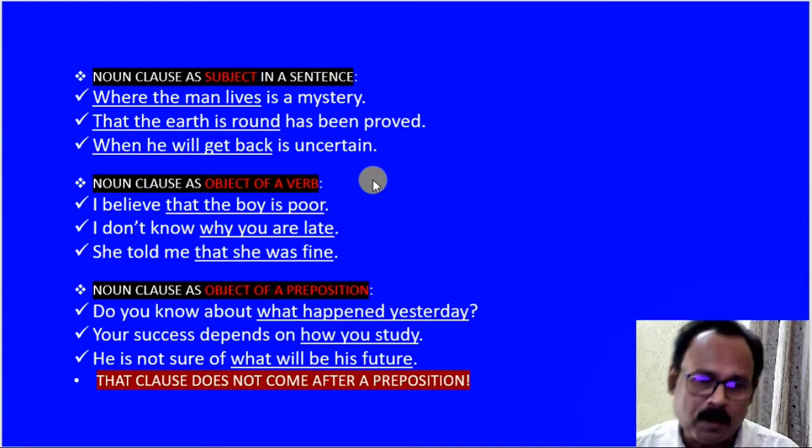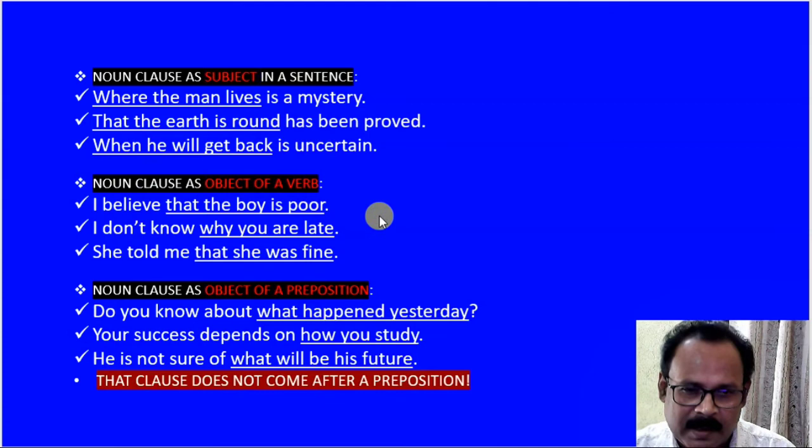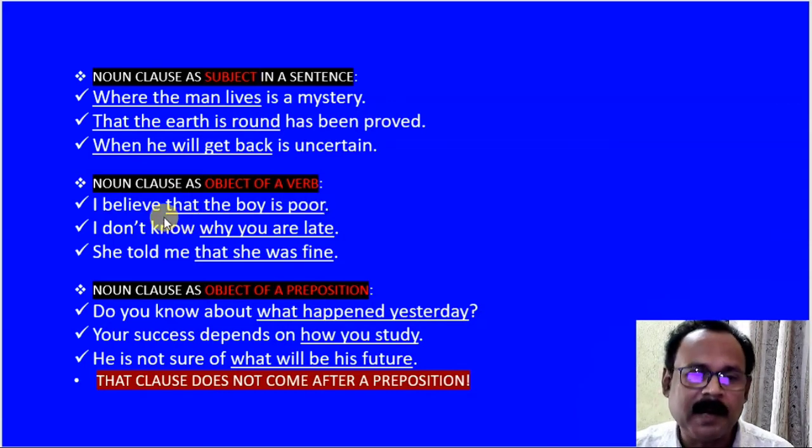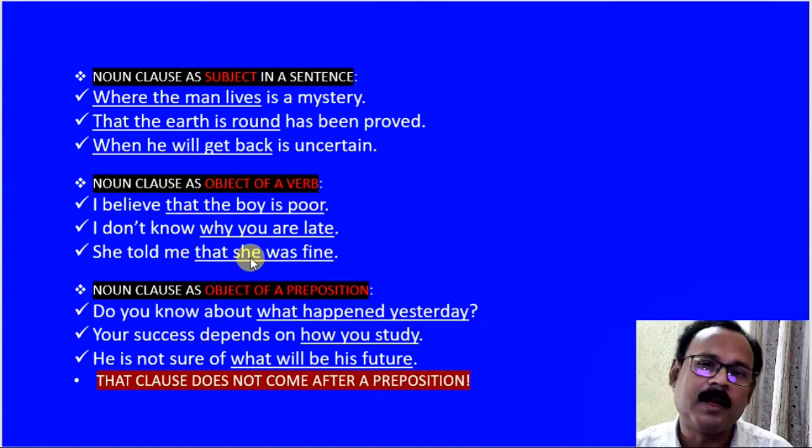Then we'll see how noun clause works as object of a verb. I believe that the boy is poor. Here, the noun clause that the boy is poor is the object of the verb believe. In the second example, I don't know why you are late. Why you are late is the noun clause, and this works as the object of the verb know. In the third example, she told me that she was fine. That she was fine is the noun clause, and this is the object of the verb told.